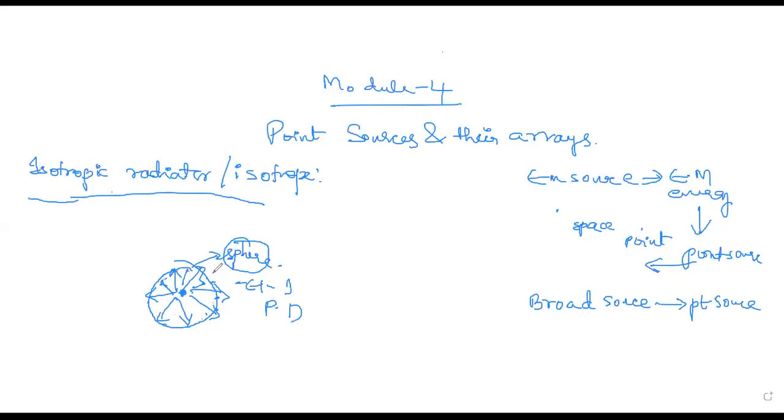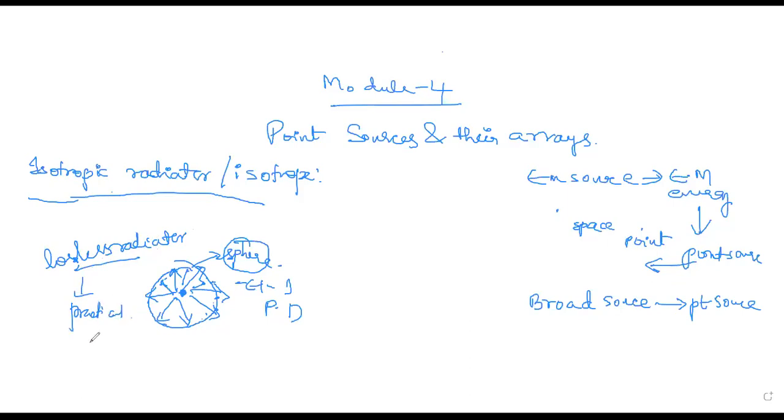Now, if you consider that it is giving you equal radiations, you can say it is a lossless radiator, because energy is radiated equally in all the directions. So an isotrope is a lossless radiator, and if it is lossless, you can use it for practical antennas for measurement purposes.